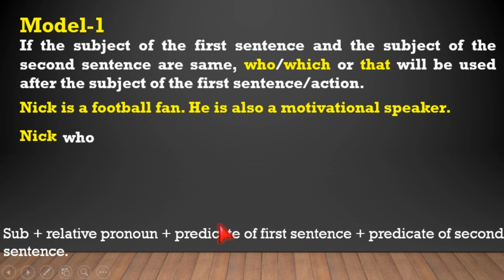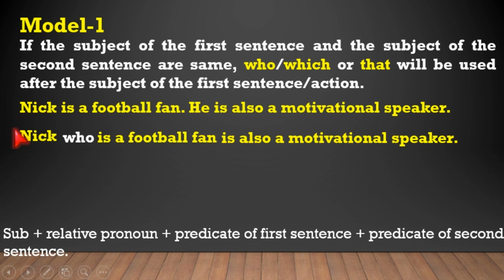You should write the predicate of the first sentence. Nick, who is a football fan, plus predicate of the second sentence. Here you should omit the subject and the full stop and write the predicate of the second sentence. Nick, who is a football fan, is also a motivational speaker.